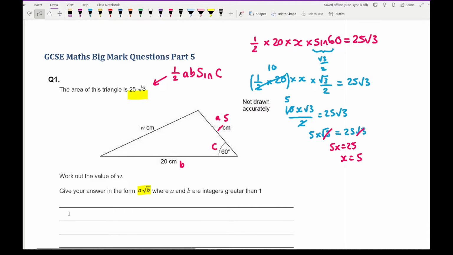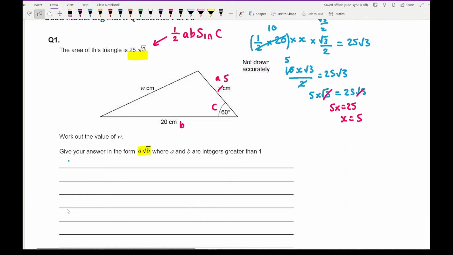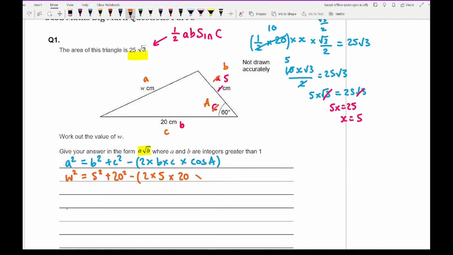So from this, if I just move this down a little bit, then what we've got is that a squared equals b squared plus c squared minus 2 times b times c times cos of A. So relabeling this triangle, let's start by calling this a, so that's going to be little a, this is going to be b, and this is going to be c. So from this, what we've then got is w squared equals 5 squared plus 20 squared minus 2 times 5 times 20 times cos of 60.